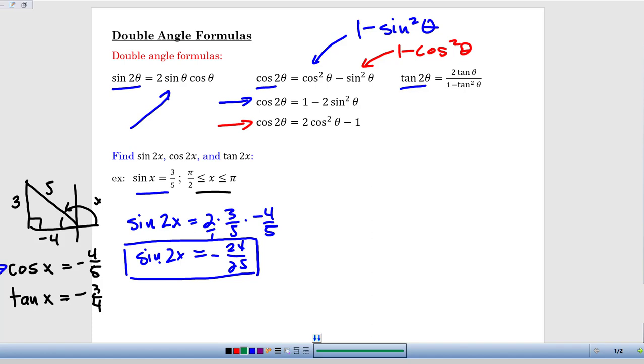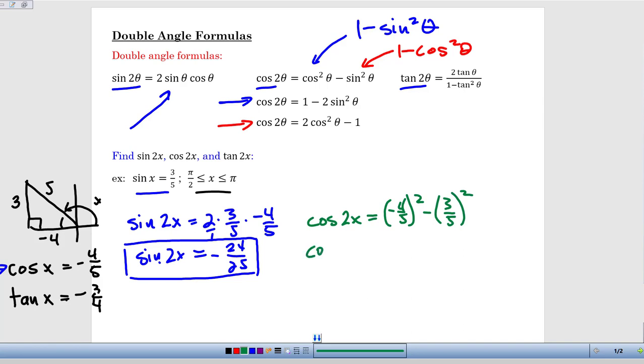In the case of cosine of 2x, we could use any one of those 3 versions of that formula. So if we just stick with the top one, we can say cosine of 2x is going to be equal to the cosine squared x. So that's going to be negative 4/5 squared minus sine squared of x. So again, we were given that information, so it's going to be 3/5 squared.